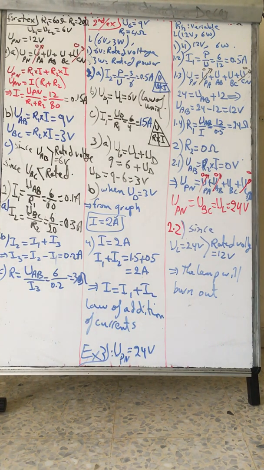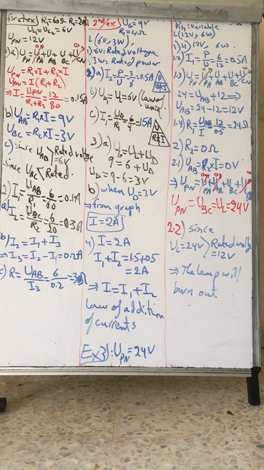Exercise 3, last exercise for today. Given UPN equals 24 volts and a rheostat. As you know, rheostat, RH, is a variable resistance. Its resistance can be adjusted or varied, and the lamp carries the inscription 12 volts, 6 watts. Now, the resistance of the rheostat is adjusted such that the lamp functions normally. That means we adjusted the resistance so that the lamp works normally.